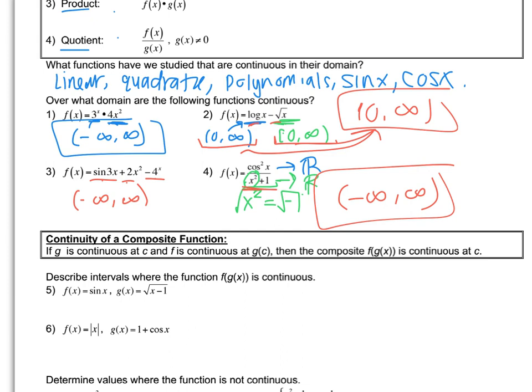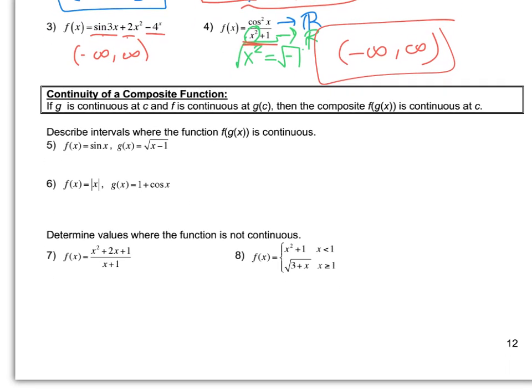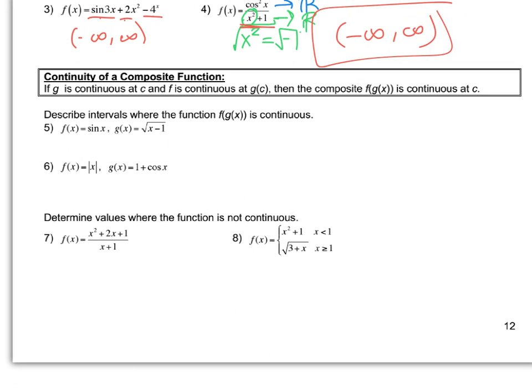Okay, so this next section refers to continuity of composite functions. Again, a lot of this is review from first semester. We did already talk about continuity of composite functions. We're just revisiting it in this section since it's all about continuity. Composite functions, remember, is taking one entire function and plugging it into the other.